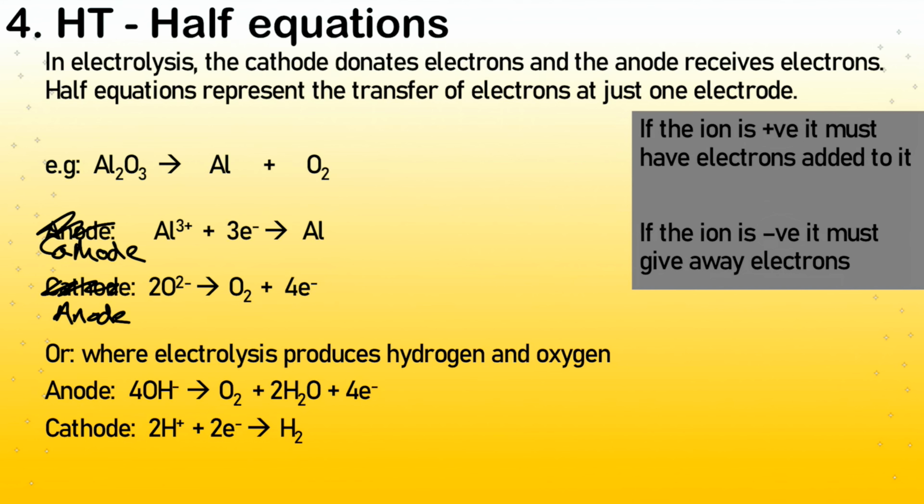A second example though, if we are going to be doing electrolysis that produces hydrogen and oxygen, here we have 4 hydroxide ions which are going to give away their electrons. This is actually shown in our specification, this example.